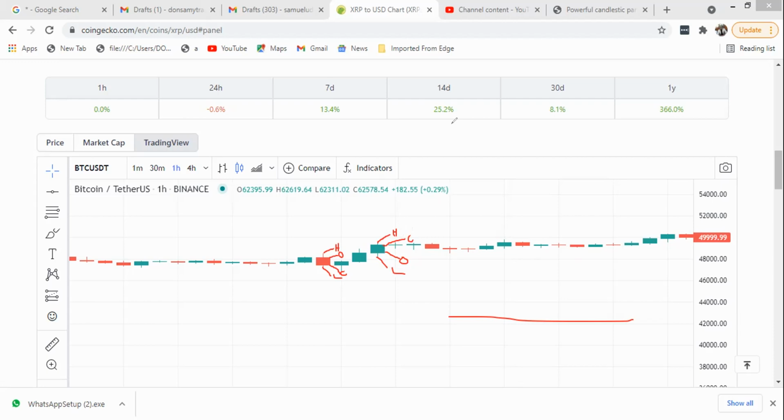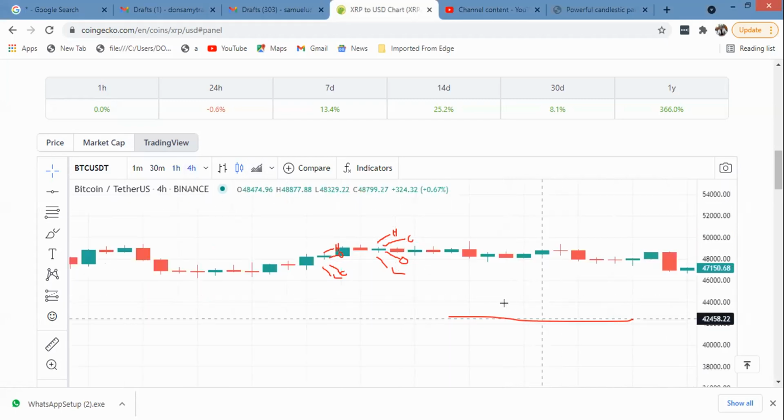So for this, price started at 48,567, dipped down at 48,246, went as high as 49,639, and closed at 49,318. Okay, so that is what price did.